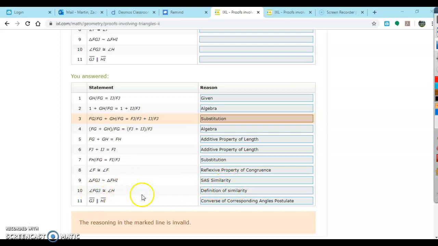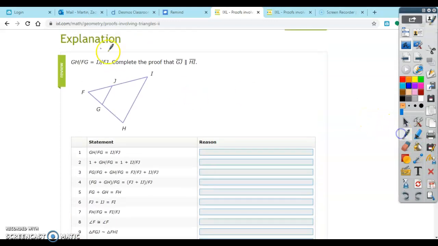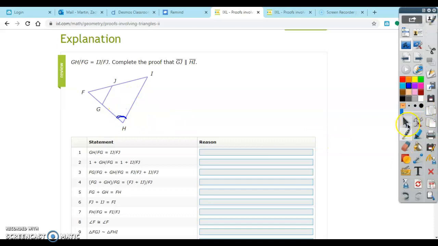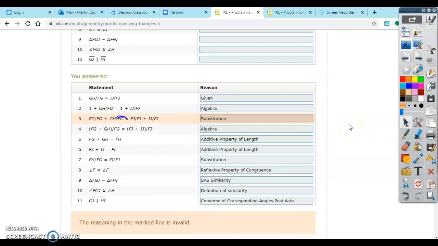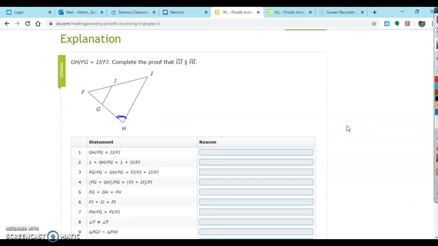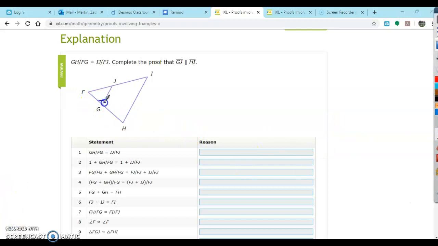So angle FGH is congruent to angle H. So angle FGH right here is congruent to angle H, all right? Or excuse me, angle FGJ. Sorry about that. I read that wrong. That was angle FGJ. There's angle FGJ. And then there's angle H. Well, those are congruent. Why?